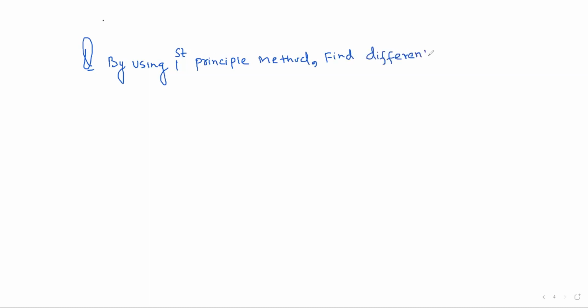So I'm just starting the question. The question is: by using the first principle method, find the differentiation of f(x) equals x squared.